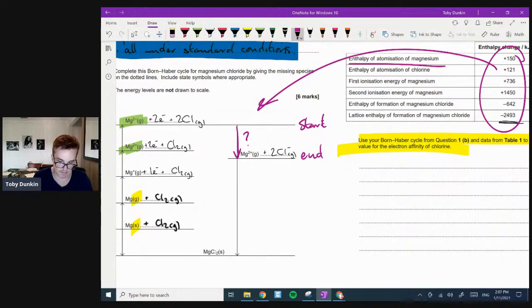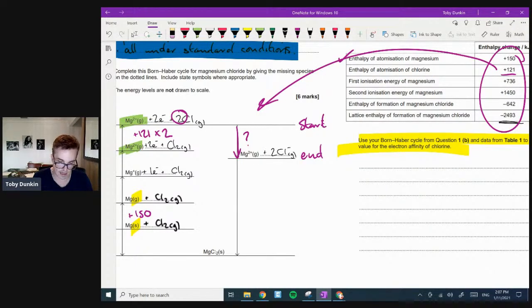So the enthalpy of atomization of magnesium, so that's down here, that's plus 150. And then I can tick that one off. Enthalpy of atomization of chlorine, oh, that's clever. That's here, that's plus 121, but that's for making 1 atom, and I'm making 2 atoms, so I'm going to multiply that step by 2.